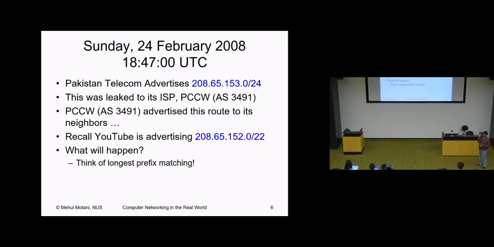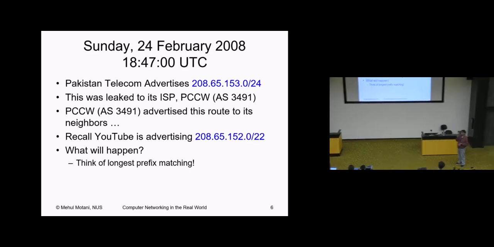PCCW made a mistake. They decided to forward that advertisement to its neighbors and so on. And then at some point, the internet had this advertisement. So that was really the problem. The problem is not Pakistan Telecom advertising this prefix. It was PCCW forwarding it. And then YouTube was advertising this. What will happen? Think of longest prefix matching, and YouTube goes down.